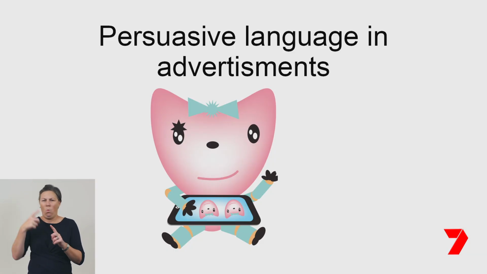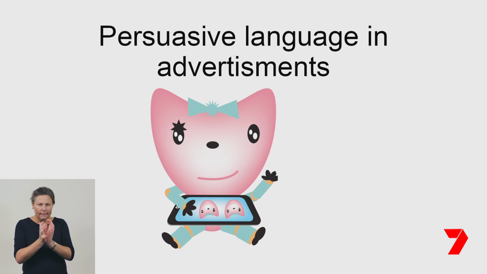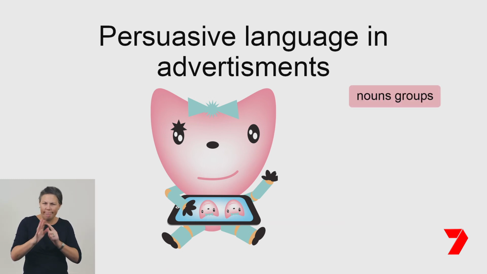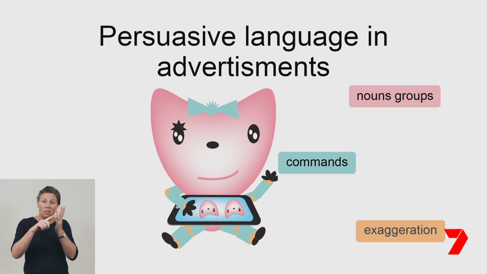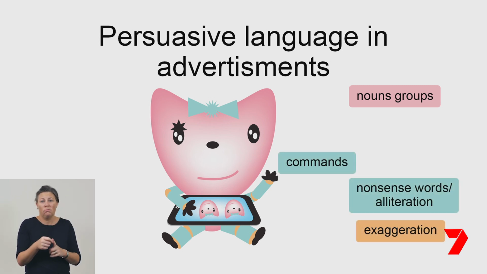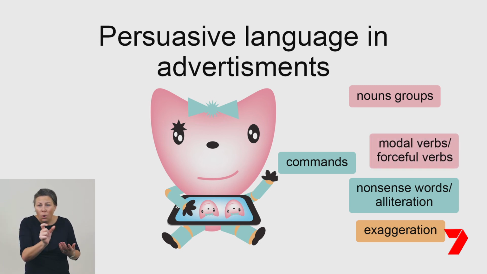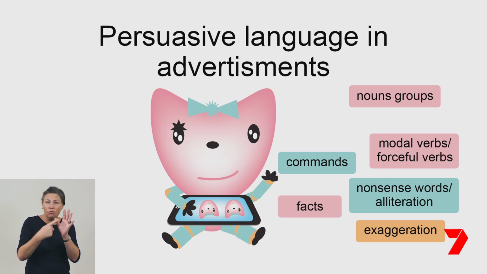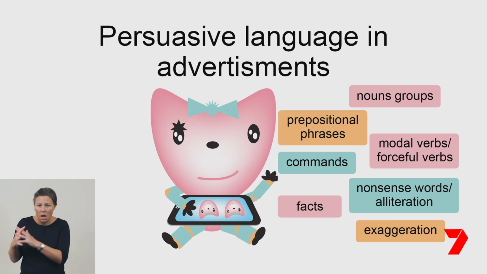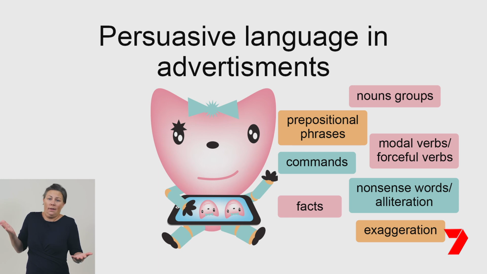Let's see if we can take advantage of persuasive language features and devices to make this ad more effective. We could use noun groups, commands, exaggeration, alliteration, rhyme and nonsense words, modal and forceful verbs, questions, facts, and repetition to make the product and its features memorable. Did you notice how Punbelievable is a nonsense word already? I hope it makes children want to buy it.